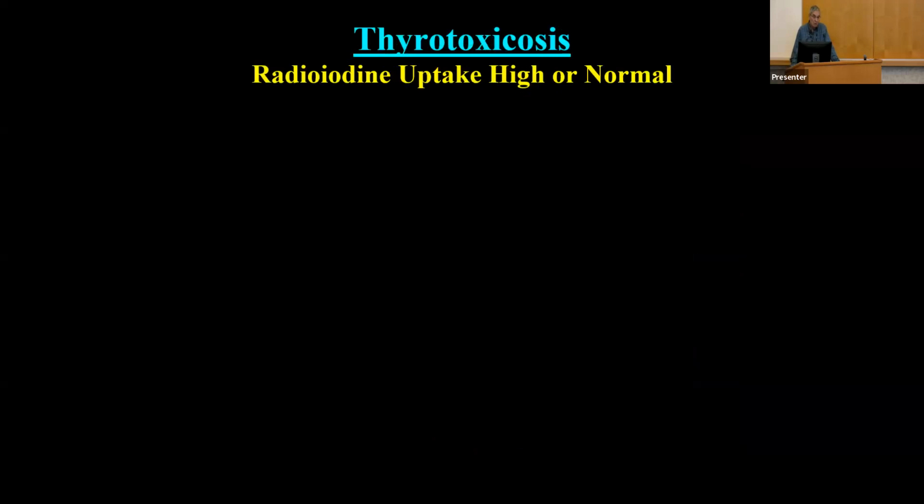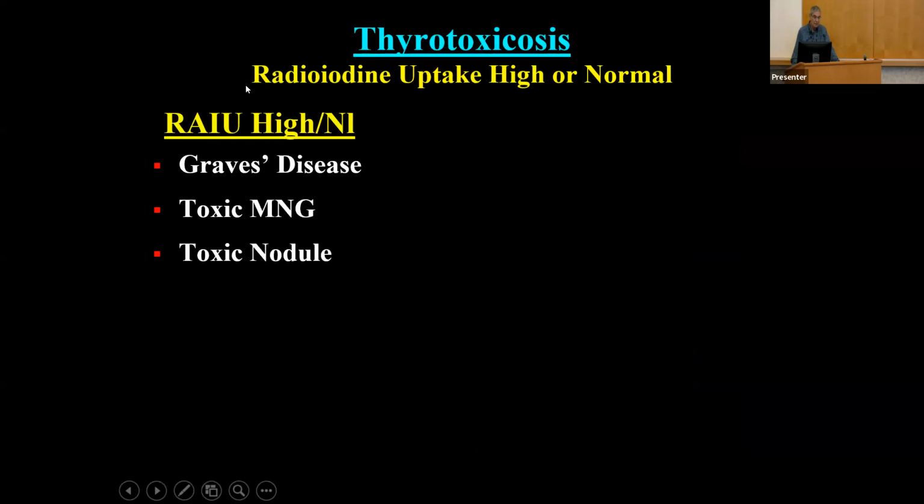So when TRAB is negative, I said you go ahead and order a radioactive iodine uptake and scan. And so what happens when the radioactive iodine uptake is high or normal? As I mentioned, this is going to be what we call hyperthyroidism. It's either Graves' disease, toxic multinodular goiter, or a toxic nodule. Now, why is a normal radioactive iodine uptake listed here? Because these people have thyrotoxicosis.